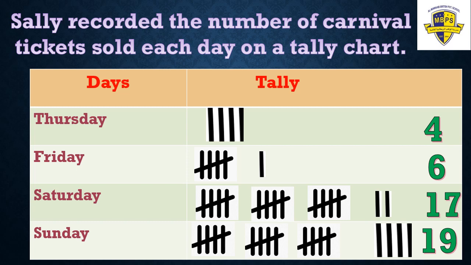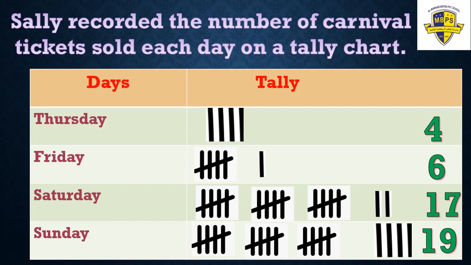So let's count. 5, 10, 15. And we have 2 more standing lines. So after 15, we count 16 and 17. So how many tickets are sold on Saturday? Very good. We have 17 tickets which are sold on Saturday. And let's go to the last day, which is Sunday.